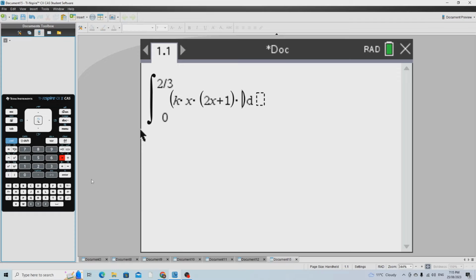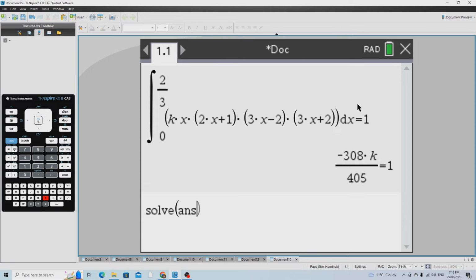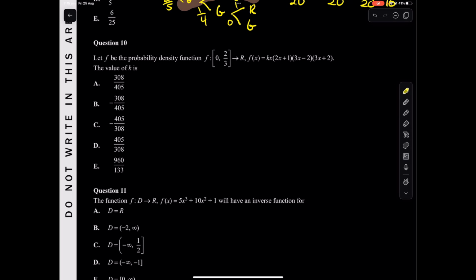So, times 3x minus 2, 3x plus 2, dx, it must equal 1. If we solve this, answer comma k, negative for this is your answer. So which one? Looks like C is your answer for that one. Is that right? Yep, looks right.